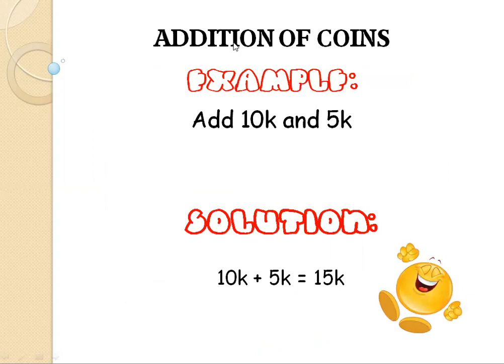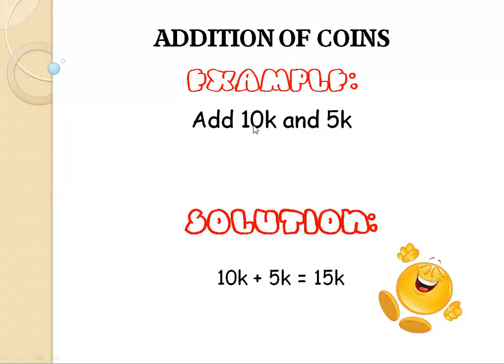Addition of coins. Let's look at how we can add our coins. For example, add 10 kobo and 5 kobo. Remember I showed you what 10 kobo and 5 kobo look like? For you to be able to do this, you must be able to add and subtract your numbers. If you can add and subtract numbers before now, this shouldn't be a challenge. It's just like doing your normal addition and subtraction. The only difference is that you're going to add kobo at the back because we're talking about money.